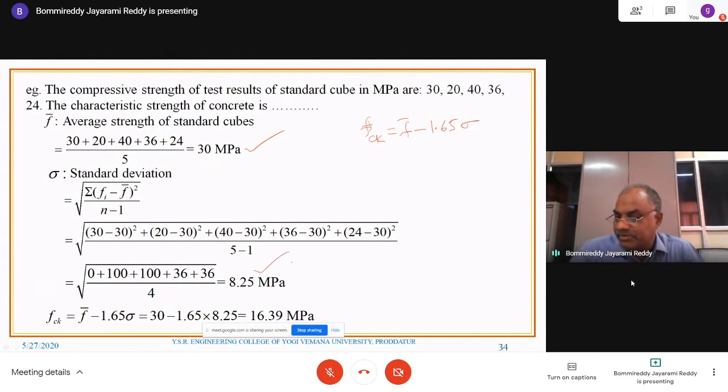Once the standard deviation is known, FCK is F bar minus this, so substitute the value. That means for the given set of data, the characteristic strength is 16.39 MPa. This may be the question in the examination. Some numerical values are given and you are asked for the characteristic strength for the given data, and this may be the solution for it.